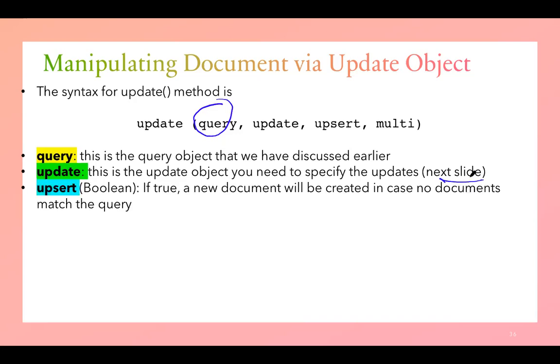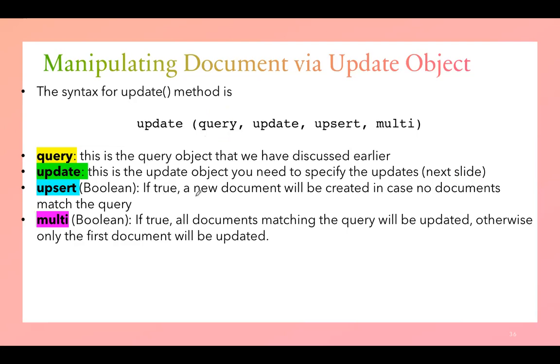And then upsert, which is a Boolean. If true, a new document will be created in case no documents match the query, right? So if you put it true, a new document will be created. If you put it false, it will not do that, okay? Multi: if true, all documents matching the query will be updated. Otherwise, only the first document will be updated.